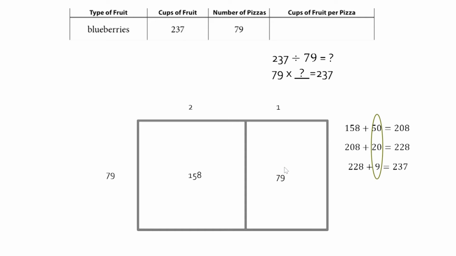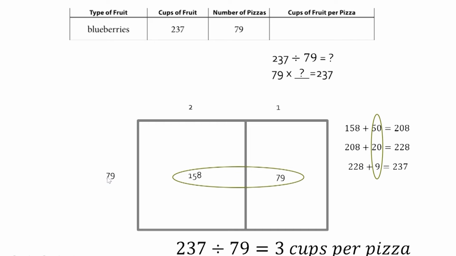I used up all of that 79. So 237 right here divided by this 79 is 3 cups per pizza. Where did I get the 3? Right there. 79 times 3 is 237. So it takes 3 cups of blueberries to make 1 fruit pizza. Let's look at the next one.